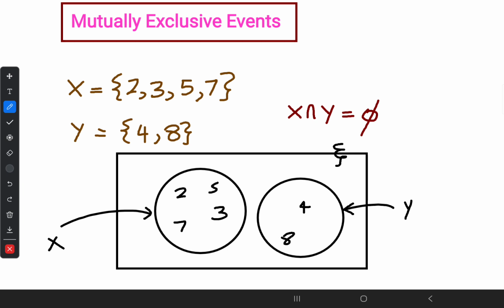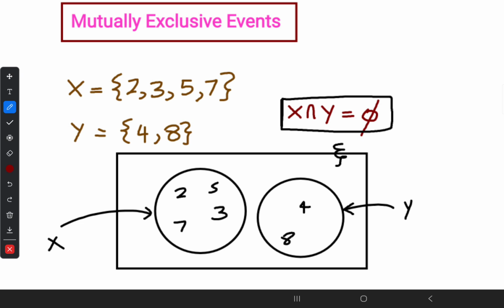Mutually exclusive means there is no intersection between two individual sets. The intersection between the two sets would be a null set. Null set means nothing, 0. So both events cannot occur at the same time. Both are different.